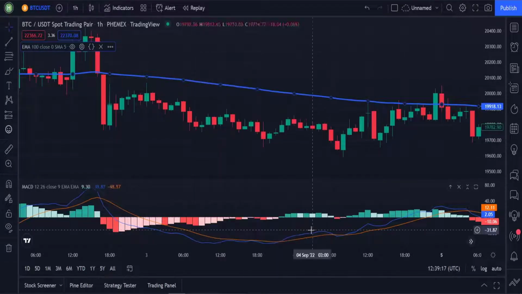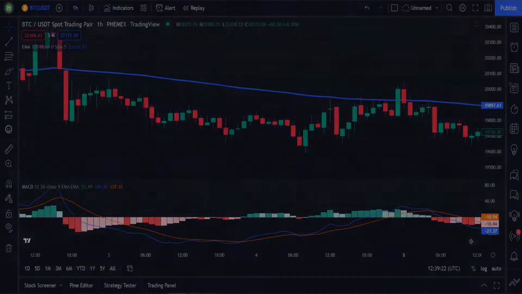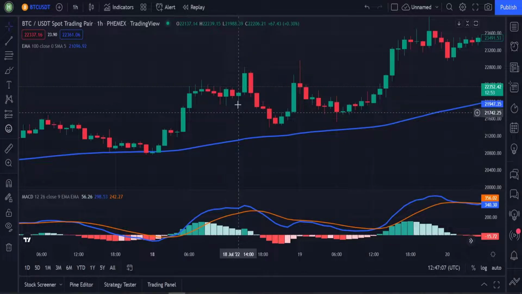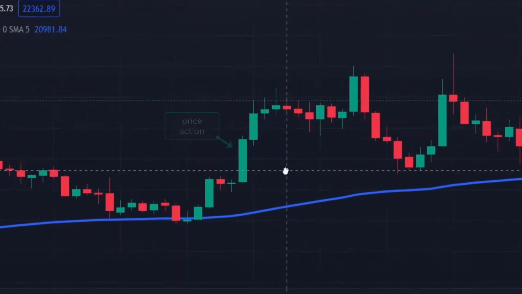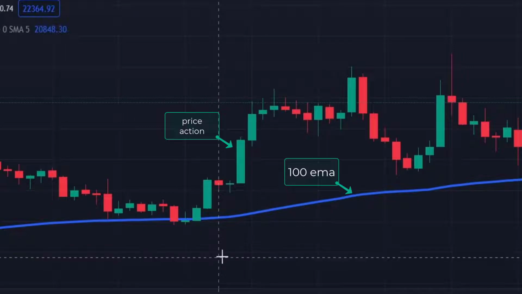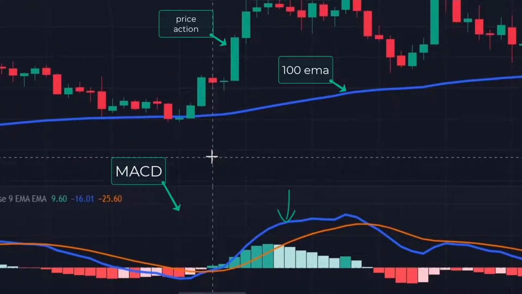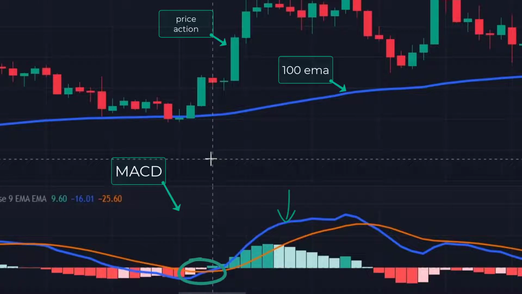So now that we've got this set up, what exactly is the strategy? Let's take a look at the rules for a long trade. For the long trade, first thing we want is the price action to be above the 100 EMA, like it is here. Secondly, we want the blue line on the MACD indicator to cross over the orange line like it is doing over here. When these rules are checked, you can get in for a long trade.